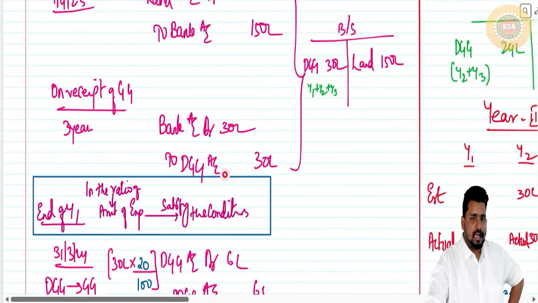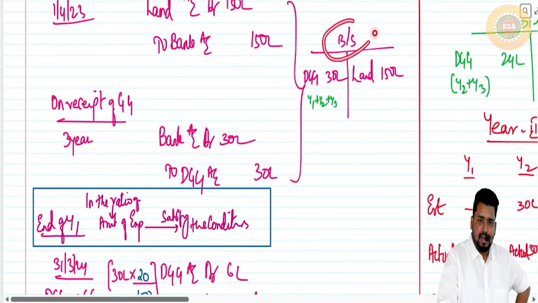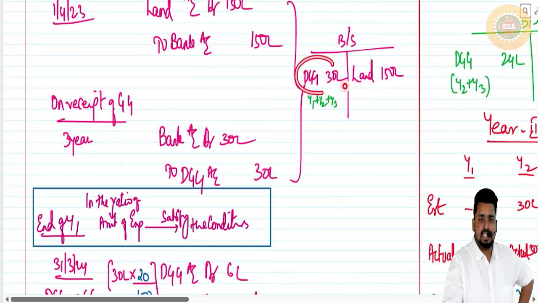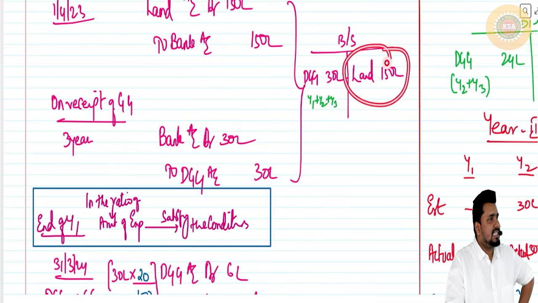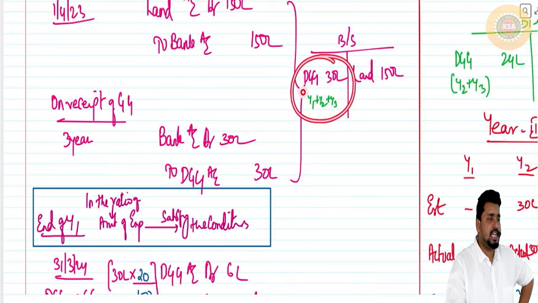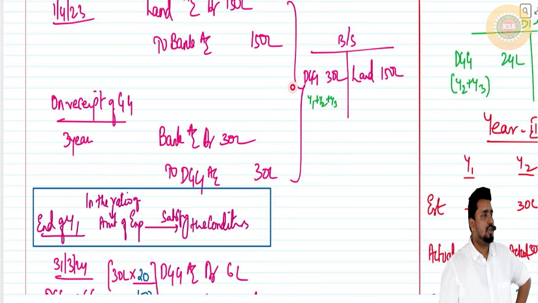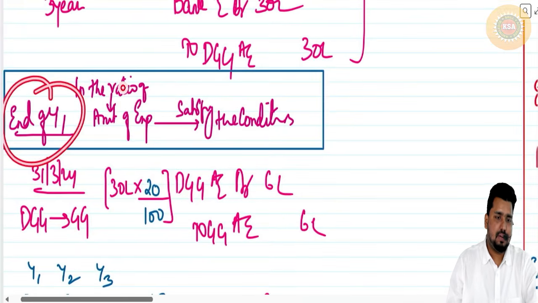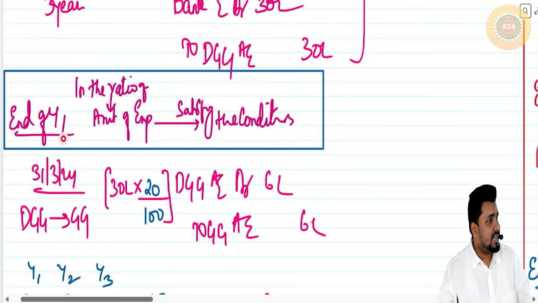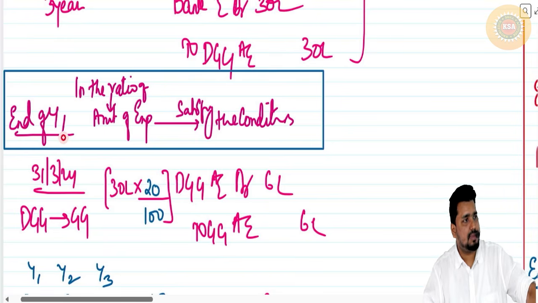Correct? After passing this, if you see the balance sheet, the DGG balance will be 30 lakhs. The 30 lakhs is for the first year, all the 3 years. Land is untouched in this entry. This DGG should be taken to P&L of the first year or all the 3 years? Equally, or in the ratio of expense in this case? Super. Then we have to do. So at the end of year number 1, we will not pass a depreciation entry for this. Why will we not pass depreciation?